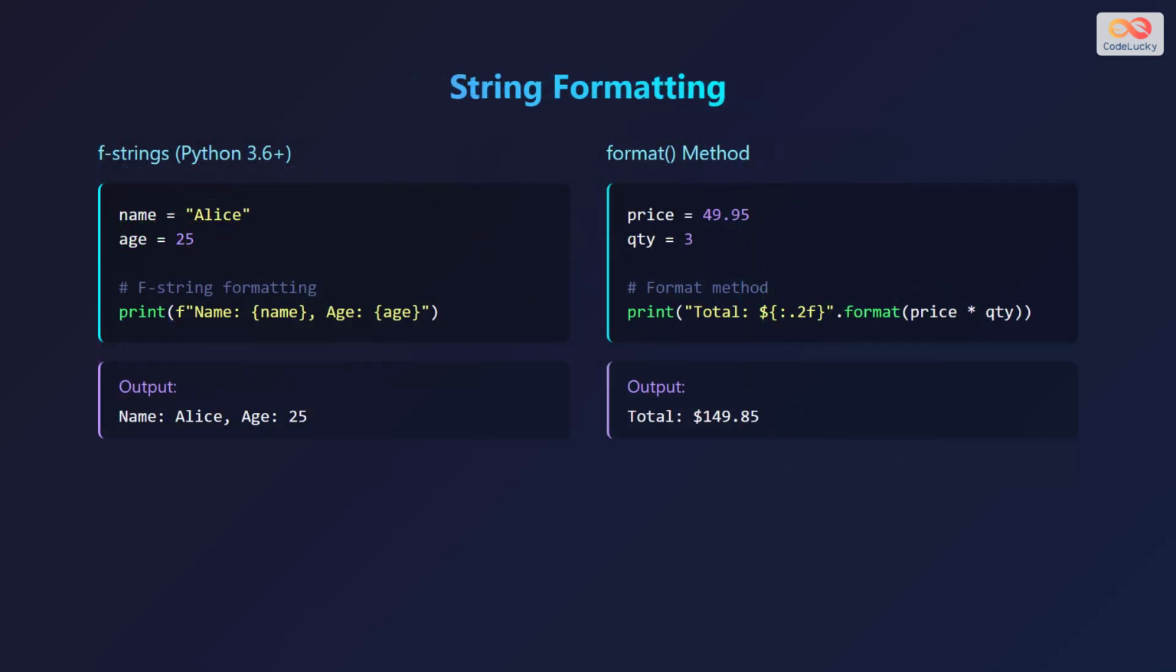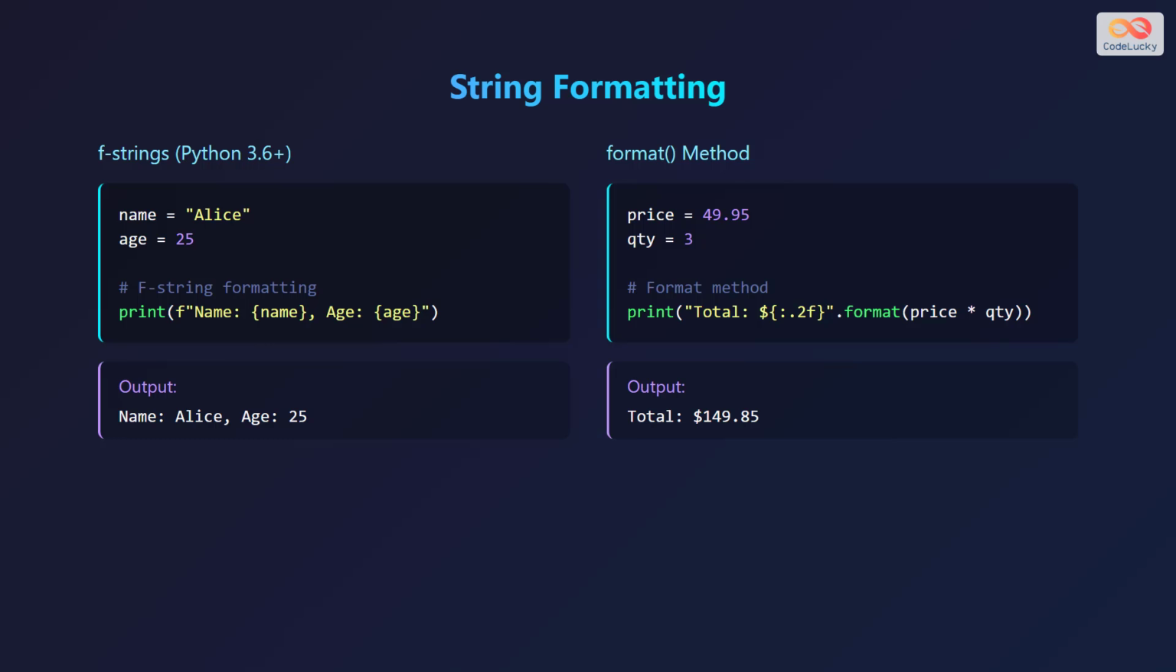String formatting is a powerful way to create dynamic and readable text in Python. F-strings, introduced in Python 3.6, offer a concise way to embed expressions inside string literals for formatting. The format method can also be used to format strings with more control over how values are displayed. In the first example, we show how to format string using F-strings. In the second example, we show how to format string using the format method.